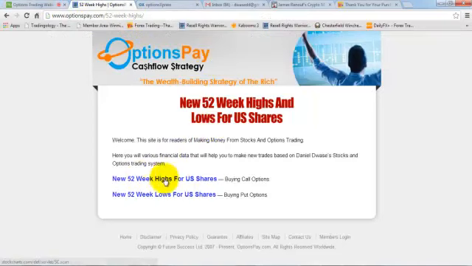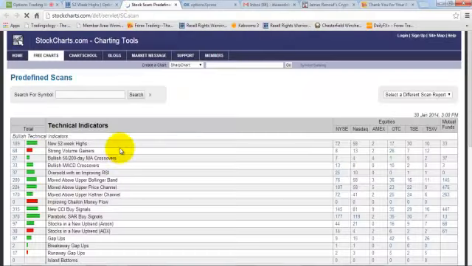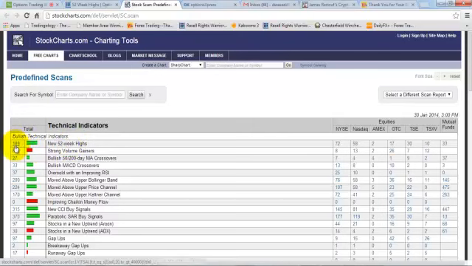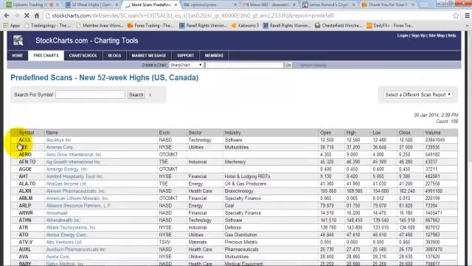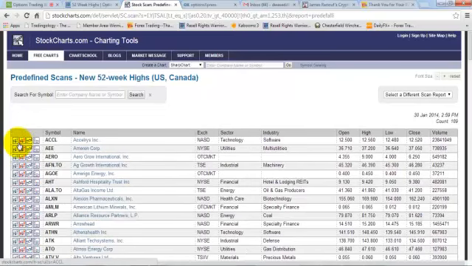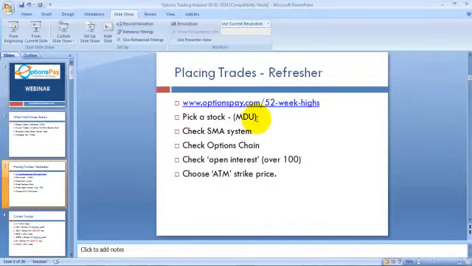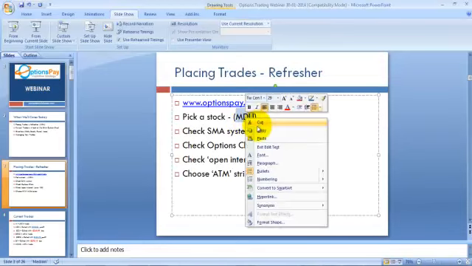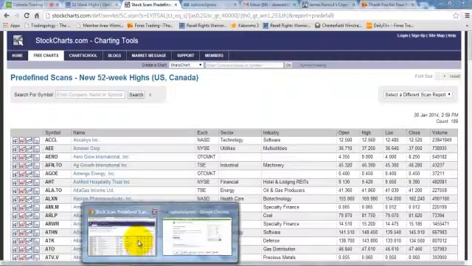optionspay.com/52-week high. Go to new 52-week highs for US shares. Open that, and you just click on the first link. So I have 189 stocks for new 52-week highs, and there I have all the stocks I can go through. I did some research and picked a stock, which is MDU, so I'm going to use MDU to go through placing the trades.